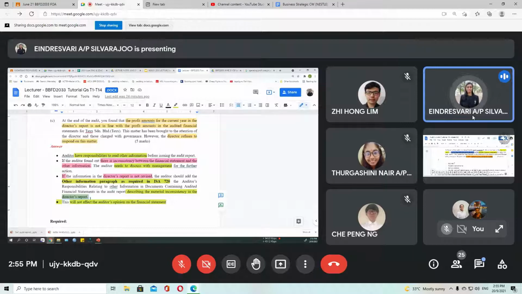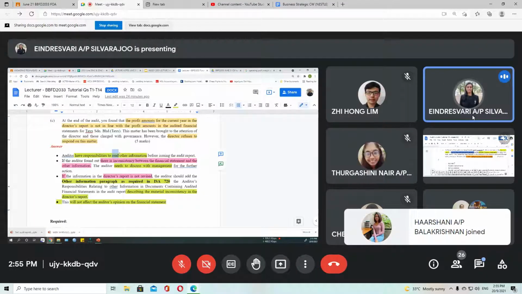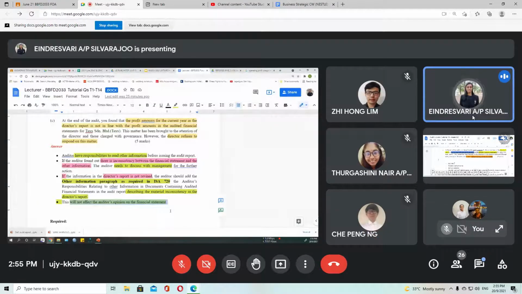So this has nothing to do with the auditor's report. This is just an extra report which the auditor has to read. You see, the word read and the word audit are different. Read is not the same as audit. So this will not affect the auditor's opinion on the financial statements. The opinion is not affected at all. You just need to add one extra sentence in the other information paragraph.